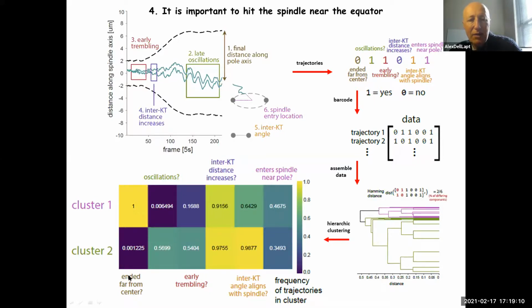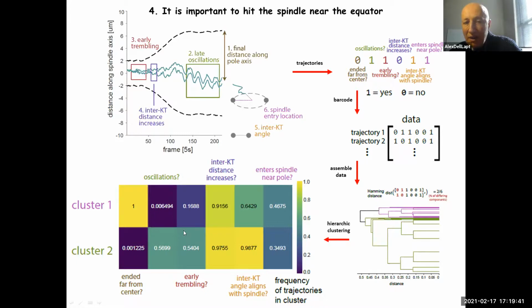So see whether the chromosome ends far or close from the center of the spindle, from the equator. These ones are pretty much on the equator. These ones are pretty much on the pole. So this is a stark difference between good and bad. Oscillation, late oscillation is also a very good criterion. Good chromosomes oscillate a lot, bad chromosomes just sit there motionless.